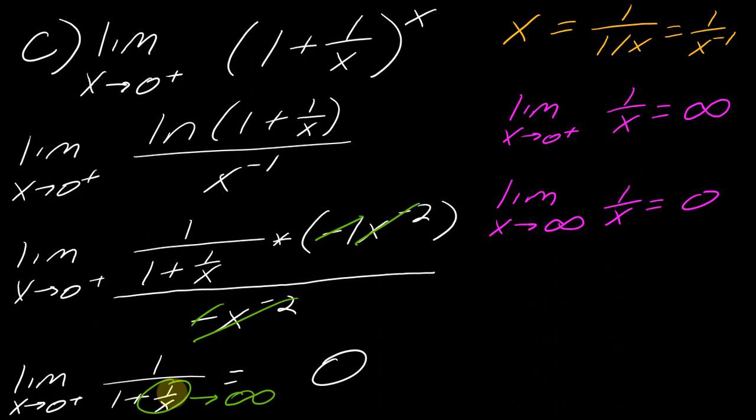So the fact that this went to infinity, if this is 1 plus infinity, that's kind of silly because infinity is just dominating the whole thing. So since we have infinity in the denominator, the whole thing's going to 0.